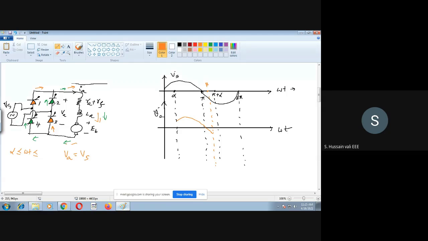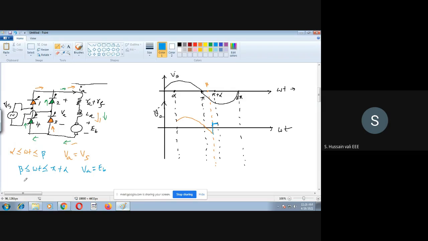When it is over, 1 and 3 will stop conducting, then Ia will become 0. When Ia becomes 0, the Va value is equal to Eb, just like we have seen last class. So it will go like this. This is Eb. Till beta. Now from beta less than or equal to omega t less than or equal to pi plus alpha, Va is equal to Eb.